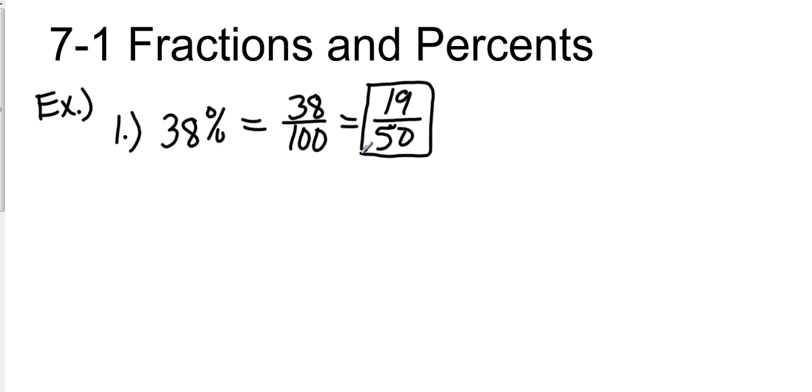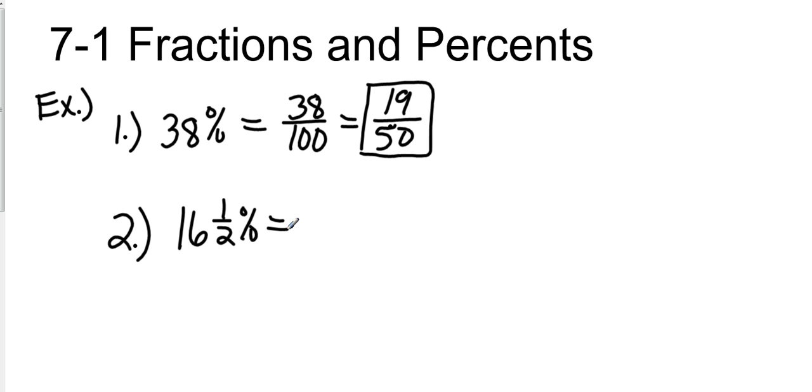If they give us a fraction of a percent, let's say 16 and 1/2%, and they want us to change that into a fraction. Well, what we've done in the first one is we took 38 and divided it by 100. So in this case, we're going to do 16 and a half divided by 100. We need to change 16 and a half into an improper fraction.